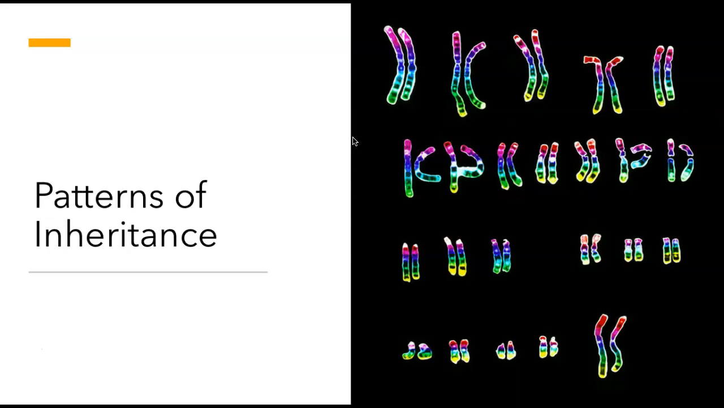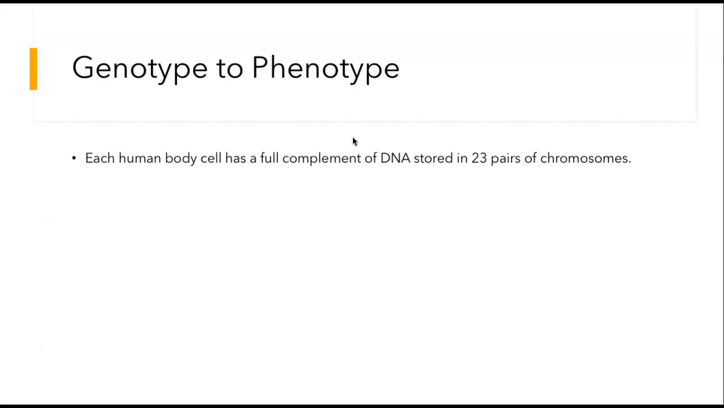Now, there's a couple of background pieces of information that I want to fill you in on so we can have a conversation about patterns of inheritance. Each human body cell, like I just told you, has a full complement of DNA stored in 23 pairs of chromosomes. That's 23 pairs, 23 from mom, 23 from dad, 46 total chromosomes. That's what constitutes being a human. Other organisms have more or less of these chromosomes. You get 22 pairs of autosomal chromosomes, or sometimes called the body chromosomes, and one pair of sex chromosomes, the X and the Y if you're a male, or 2 X's if you're a female.